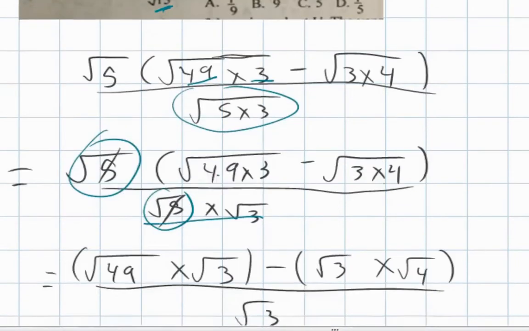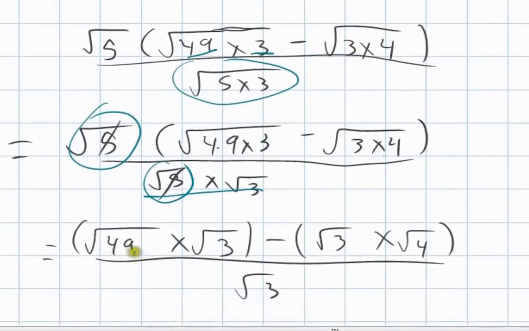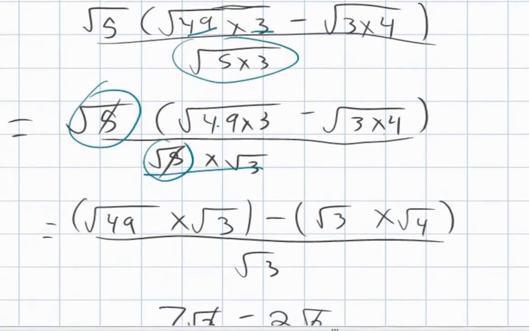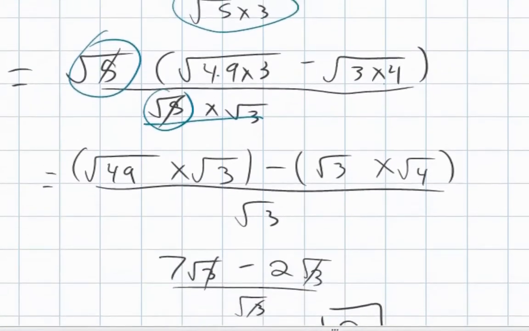Then I did the same thing with this and this. I broke them apart. So now I have the square root of 49 times the square root of 3, and that's a quantity, and I'm subtracting the square root of 3 times the square root of 4. And again, it's over the square root of 3. That means that I can pull out the square root of 3 because it's common to all of these: this quantity, and this single number down here. So once I took them out, it went something like this.